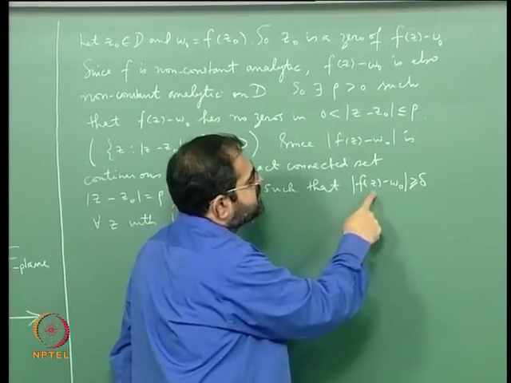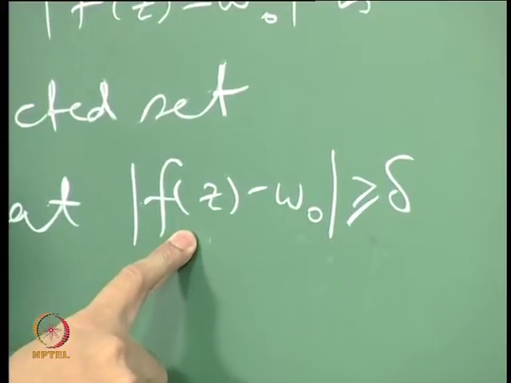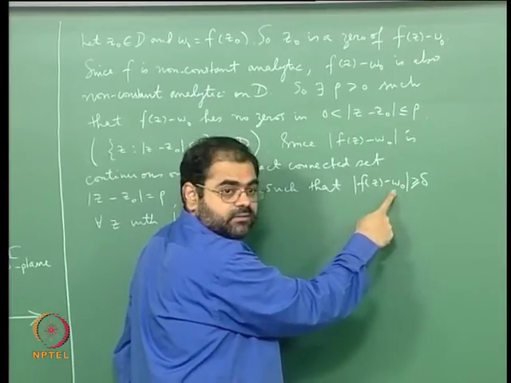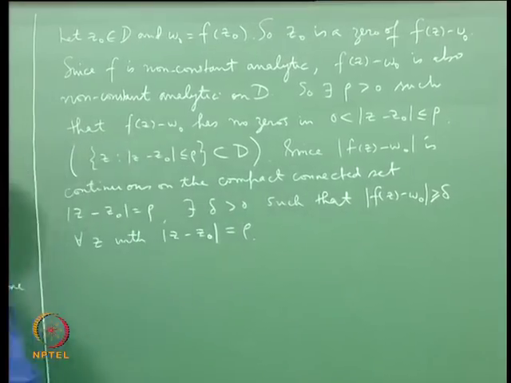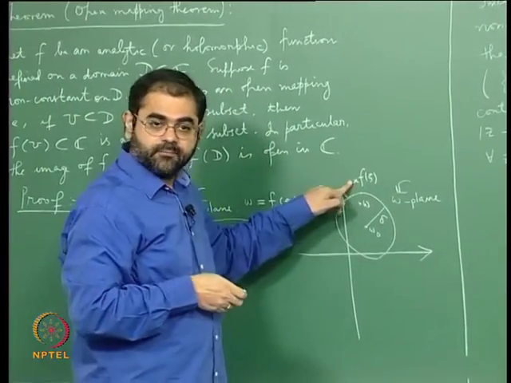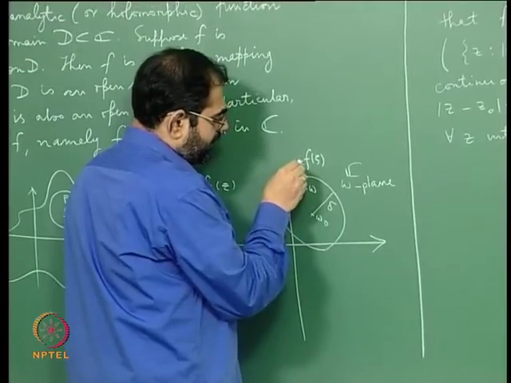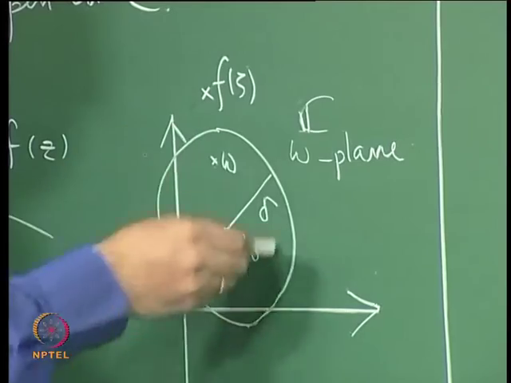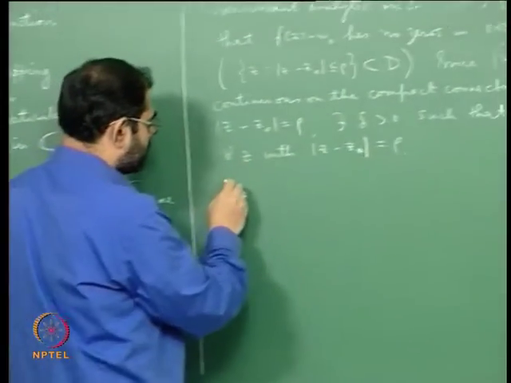So |f(ζ) − w₀| is greater than or equal to δ. The distance of the value of f at ζ from w₀, its modulus, is greater than or equal to δ. That means that f(ζ) goes outside this disk. In particular, what this tells you is that f(ζ) cannot be equal to any w in this disk. Okay, so let me write that down.